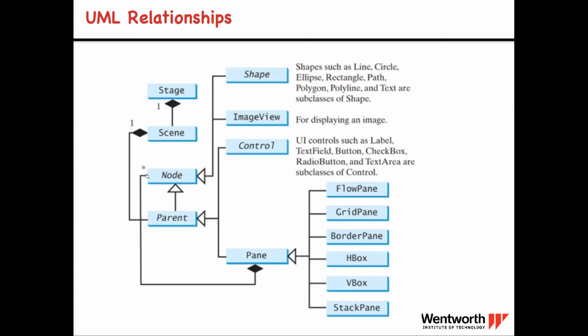We can take nodes and stick as many of them as we want onto a pane. But a pane is also a node. If we follow the arrows, a pane is also a node, just like a shape is a node and an image view is a node. And a button is a node. So that's why we can take a button, throw it onto a pane, and then, because the pane is a parent, throw it onto the scene, throw it onto the stage. It can be a little bit complicated when you first see it, but in the end, it's just the UML relationship version of you stack a bunch of stuff onto a pane, throw that onto the scene, and then put it onto the window.